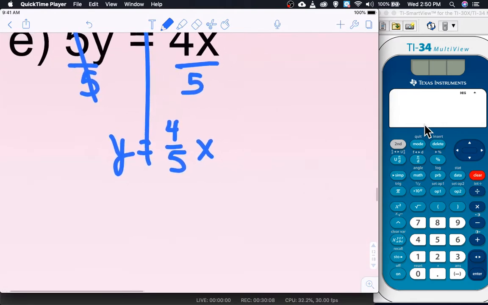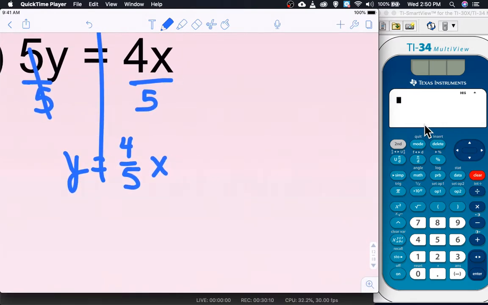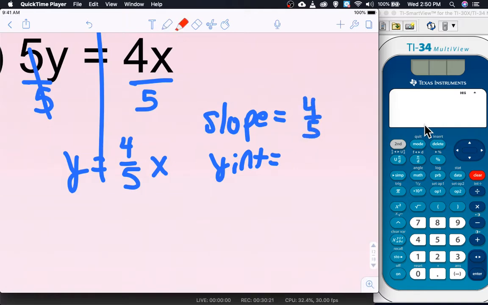Okay. That's by itself. My slope and my y-intercept is, well, the slope is the number in front of the variable, which is the 4/5. So y equals mx plus b. This is my slope piece. My y-intercept is the number without a variable, which is a 0.